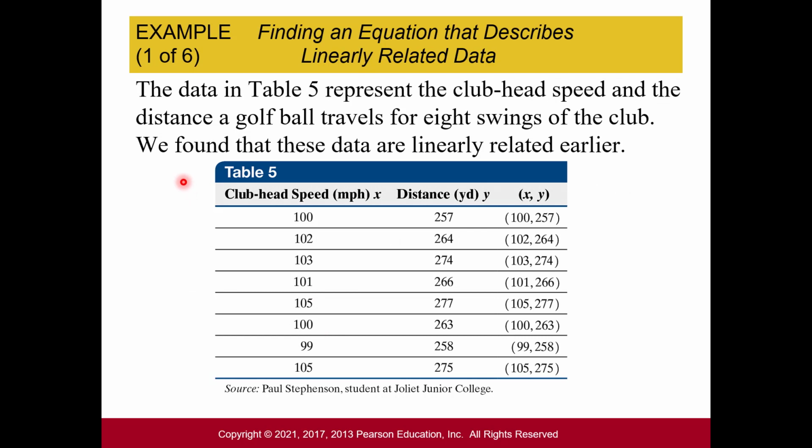Okay, so now that we reviewed a little bit about lines, let's take a look at this example. So we have a table here for club head speed of a golf club and the distance a ball travels, and this is for 8 swings of that club. We actually looked at this example in a previous video, but based on the club head speed and then the distance the ball travels, we have corresponding points where our explanatory variable is x, in this case club head speed, and our response variable y is distance.